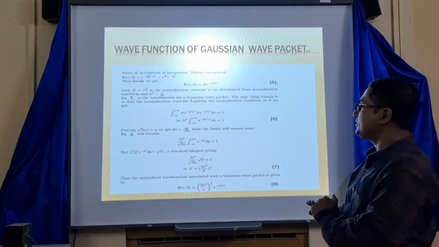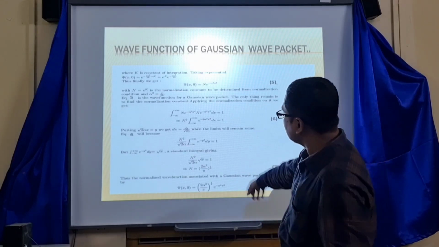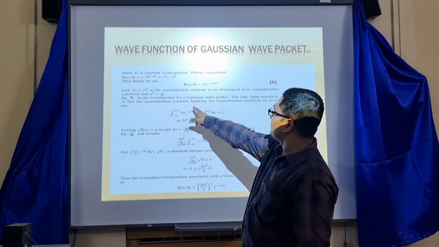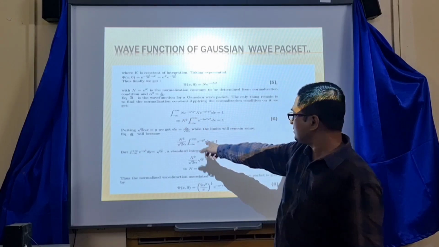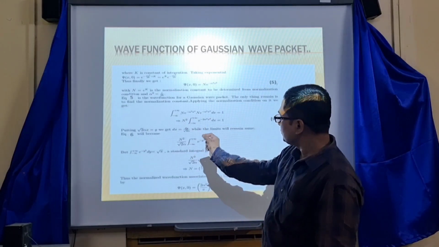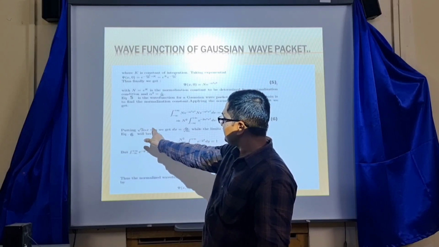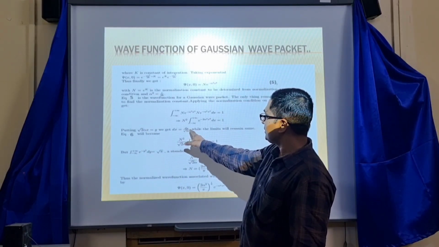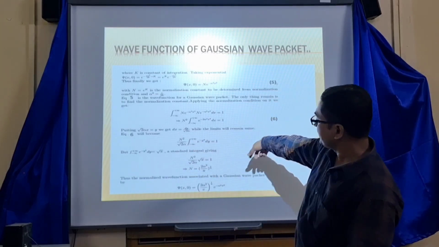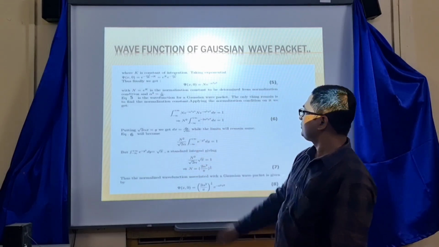Now this normalization can be done as usual, that the integral of modulus of psi squared is equal to 1. If you do these things, this will lead to this kind of integration, where the limits are minus infinity to plus infinity. To simplify, we put root 2 alpha x equal to y, and then dx will become dy by root 2 alpha, and this equation 6 will become N equal to root 2 alpha, and the integration will be like this.